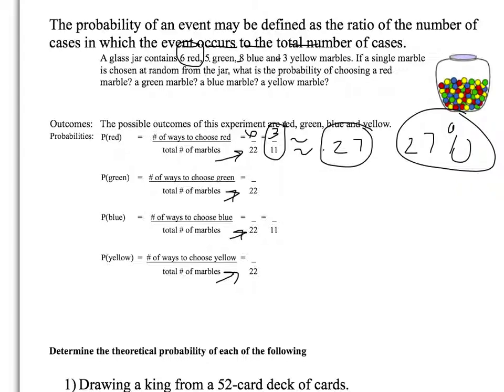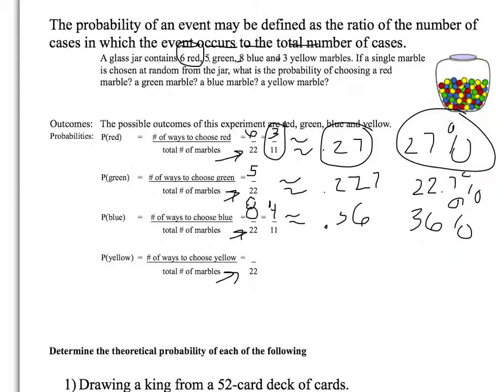Now, ways to choose a green marble. How many green marbles are there? There's 5. So 5 out of 22. Once again, we could divide that out and get roughly 0.227, so about a 22.7% chance of getting a green marble. Same thing with a blue. How many blues are there? 8. So when we're trying to get a blue marble, there are 8 different marbles that we could choose from. Simplifying this gives us 4 out of 11, which we could divide, 4 by 11, to get 0.36, or about 36%.